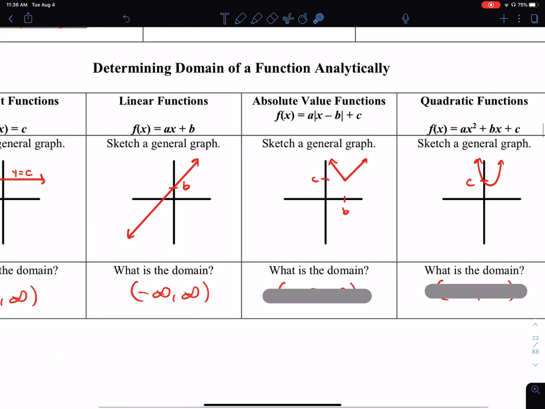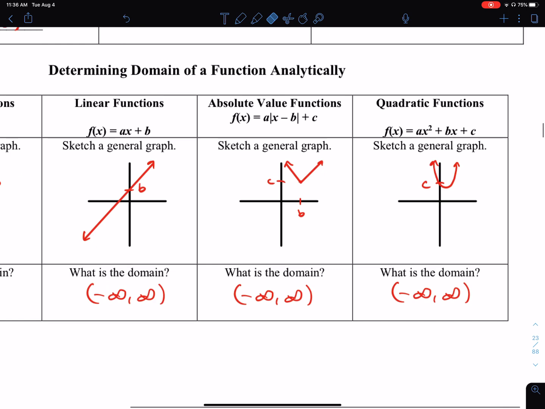Absolute value function, translate right B and up C, that puts the vertex here. This domain is all real numbers, negative infinity to infinity, goes left and right forever. Quadratic also has a domain of negative infinity to infinity. It is going left and right forever.